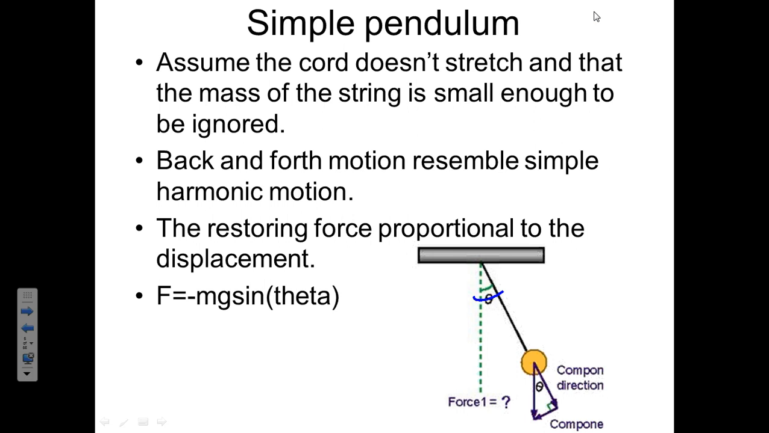The restoring force is proportional to the displacement. And here's how we're going to find that restoring force. F equals negative mg sine theta. Now let's think about why that's the case. Now let me draw it up here for a second. So here's the equilibrium position. Here's our mass on the string. Here's our angle theta.